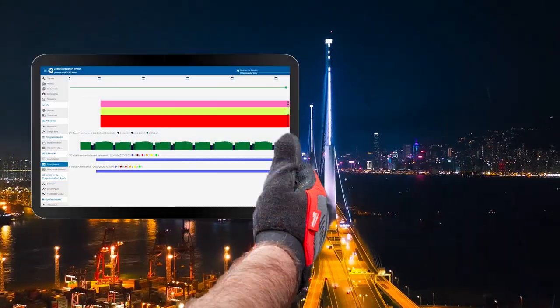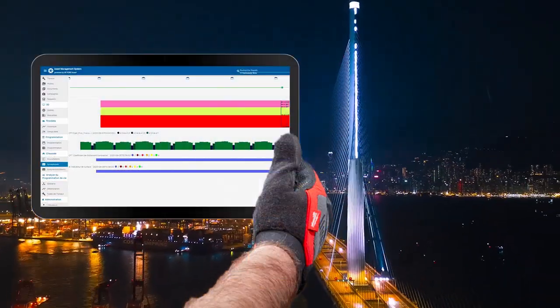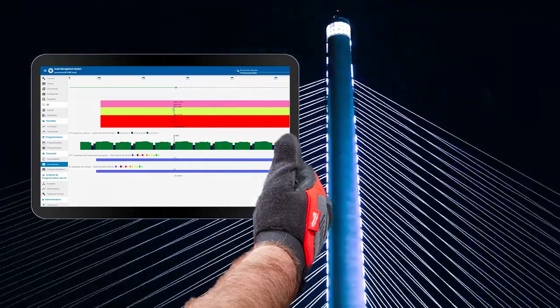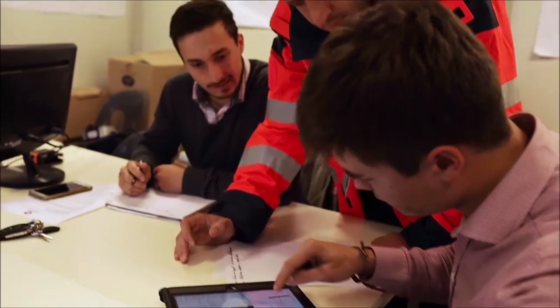The diagnosis feature easily collects and evaluates structural data to determine the level of service, and to manage and schedule inspections based on your processes.